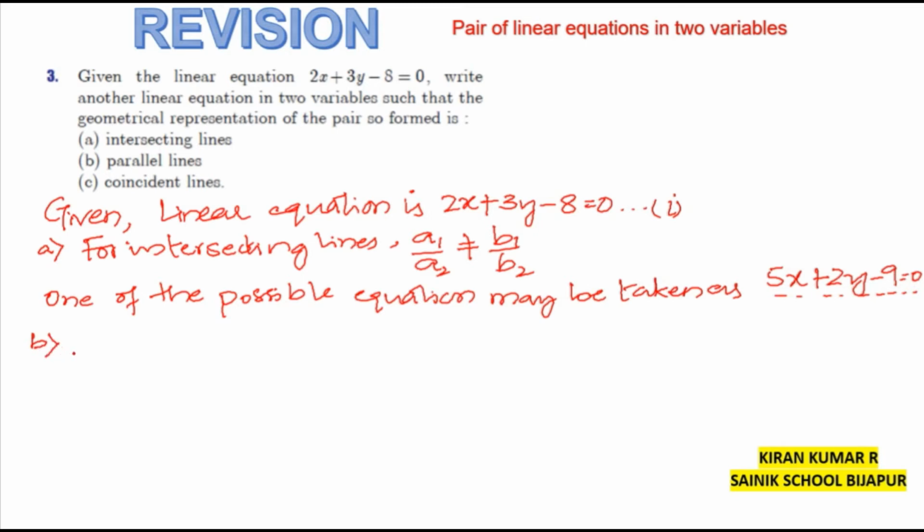Let me move further to parallel lines. For parallel lines, the condition is a1 upon a2 equal to b1 upon b2, which is not equal to c1 upon c2. So I have to make the second equation such that the ratio a1 upon a2 becomes equal to b1 upon b2, and the ratio of the constants should not be equal to the previous one.